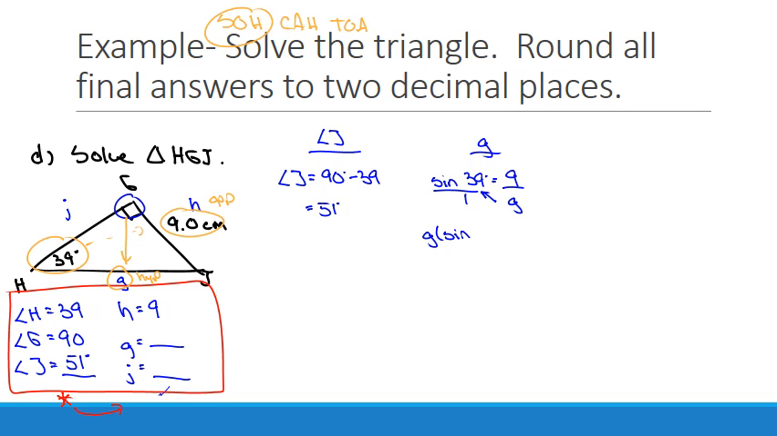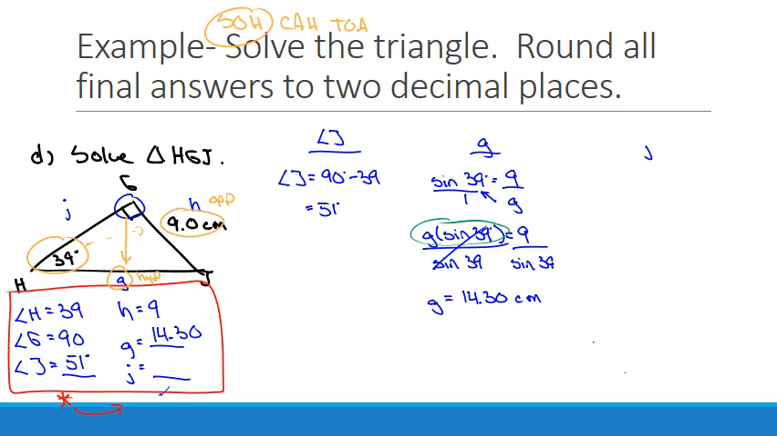G times sine 39 equals 9 divided by sine 39. Why I'm dividing by sine 39, if you're wondering, is because I want to get G by itself. So to get it by itself, that means I have to move the sine 39. The way you move something to the opposite side is by performing the opposite operation. Initially this is multiplication, it's G times that, so the opposite would be division. So that's why I'm dividing. Anyway, then G would be equal to 14.30 centimeters.